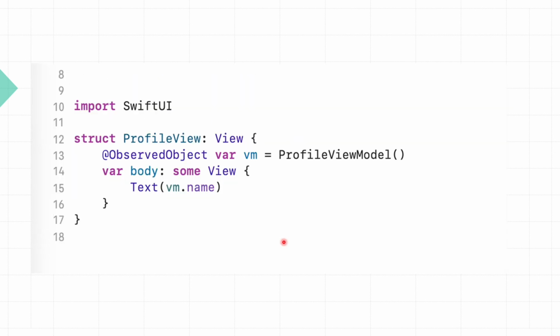This code looks perfectly reasonable. We have a view model we created inside the view and we observe it using @ObservedObject. Many developers stop here. The problem is that this code contains a subtle bug. The bug doesn't always show up immediately, but once your app grows, you'll start seeing strange behavior. Let's understand why.